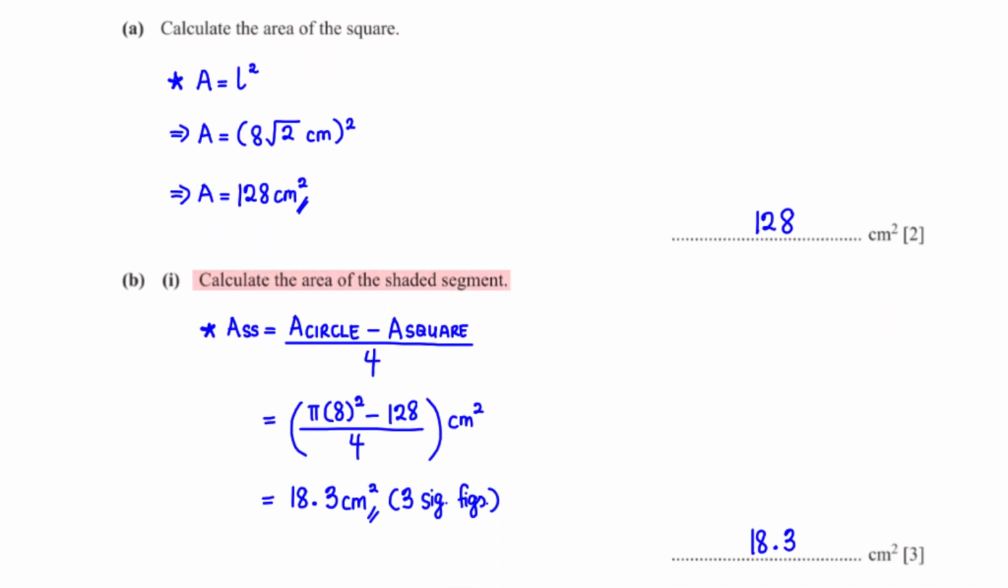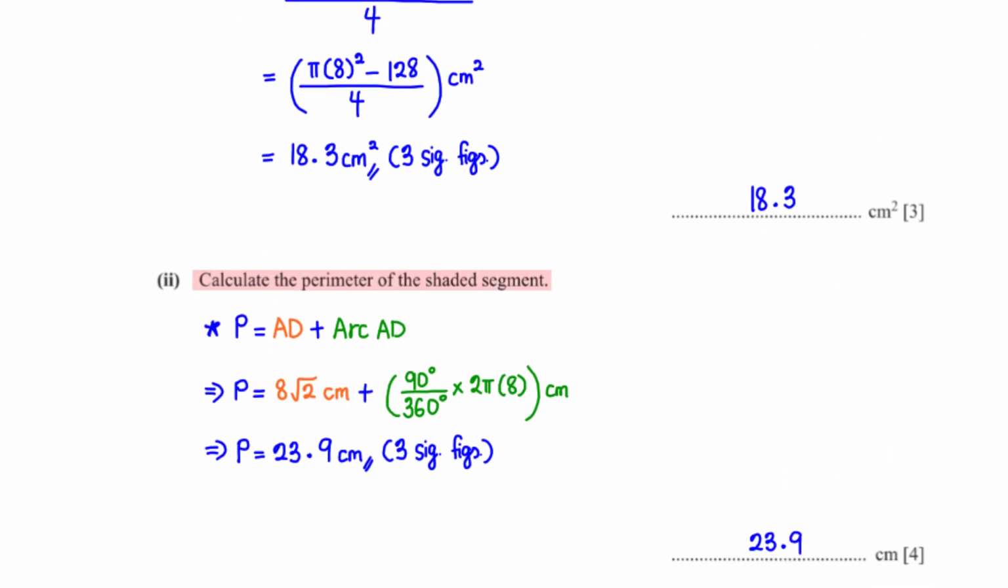Calculate the area of the shaded segments. To get the area of the shaded segments, we subtract the area of the square from the area of the circle and divide by 4. The area of the circle is pi r squared, where the radius r of the circle is 8 centimeters. We found the area of the square in the previous question to be 128 centimeters squared. When we type this into the calculator, we get 18.3 centimeters squared, rounded to 3 significant figures.